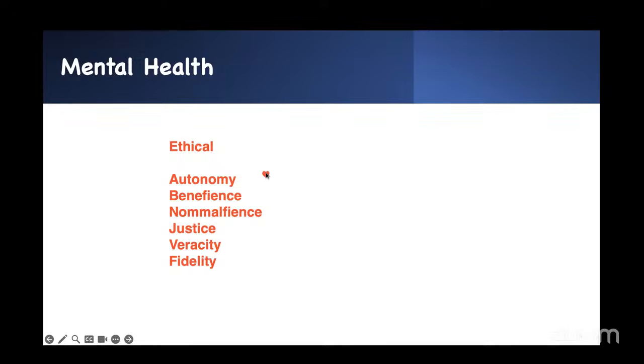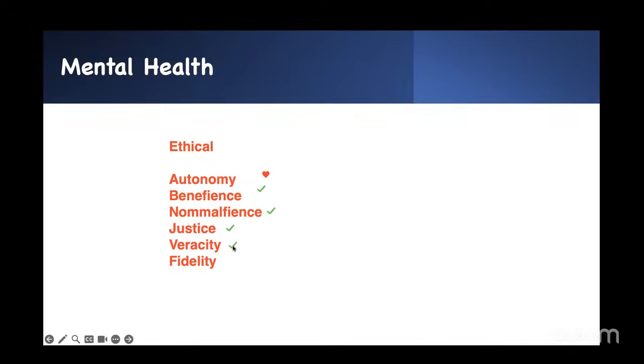We know autonomy. It's the right to choose. I can choose anything I want. I have the option to refuse treatment, right? How about beneficence? What do you think? It's doing good for the patient, right? That's what we're doing. And the opposite is you doing harm, right? Nonmaleficence is do no harm. So we don't want to cause any harm to the patient, but we have to do good. Justice is fairness. We all have to be treated fair, equal opportunity to all.